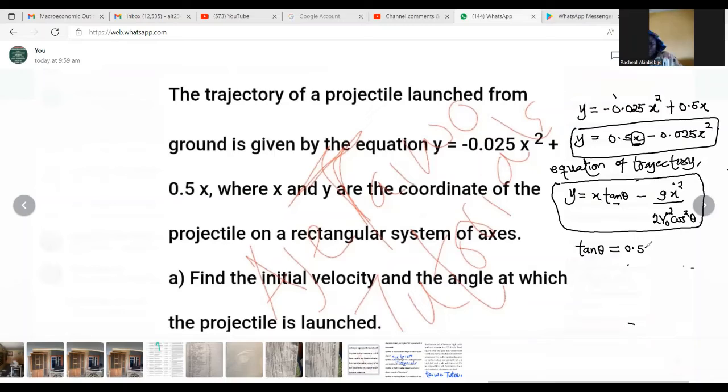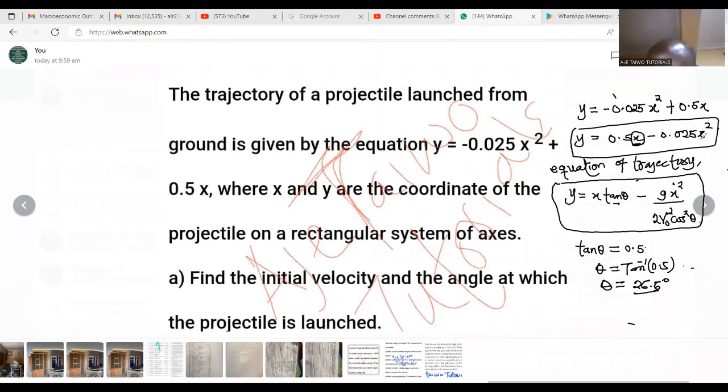What do we now use this to get? Easy, to get theta. God bless you. So theta is now arctan of 0.5. So what's arctan of 0.5? Please tell me. 26.57 degrees. Yes, this is the angle of projection. This is the angle of projection.